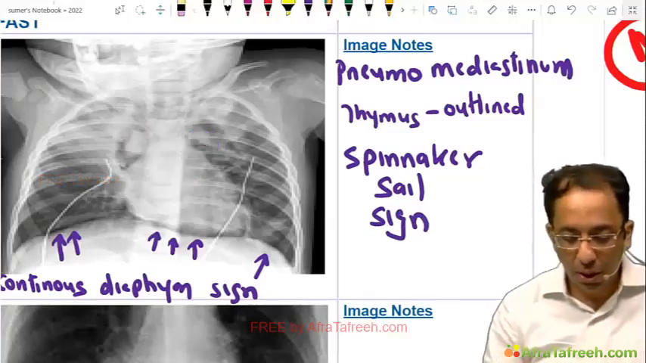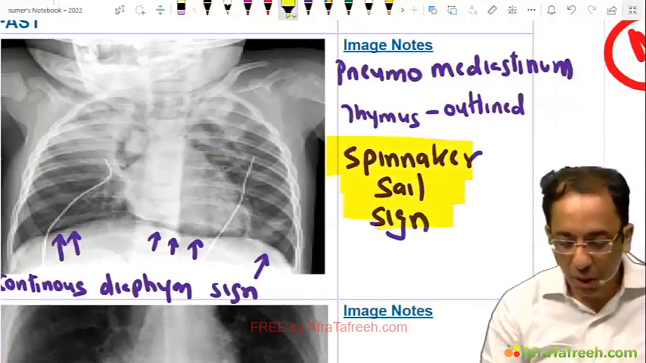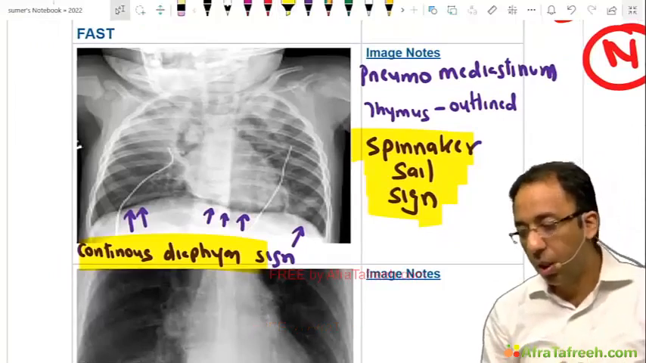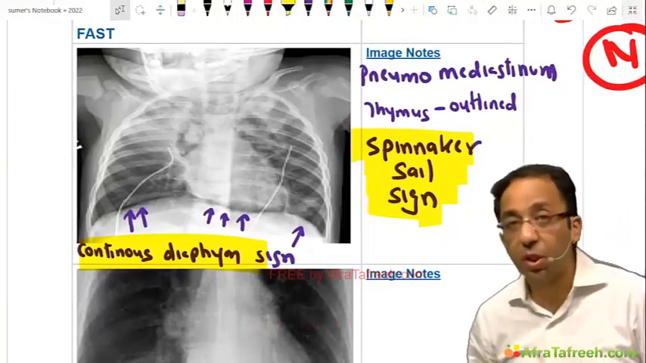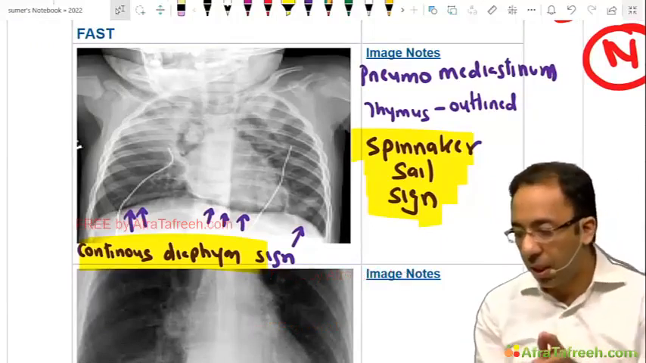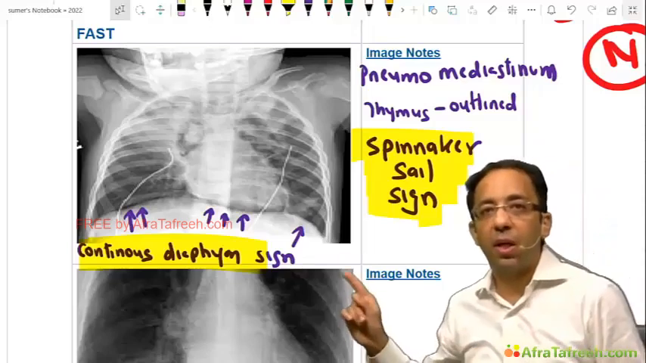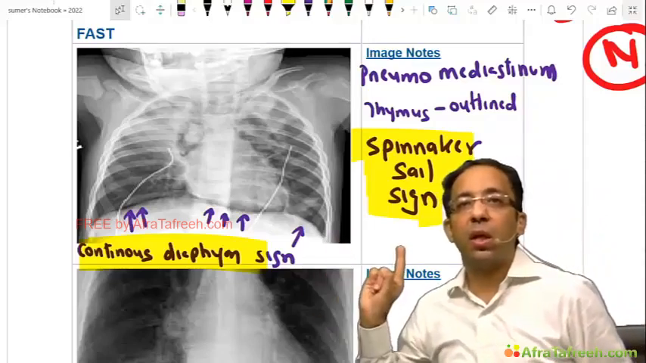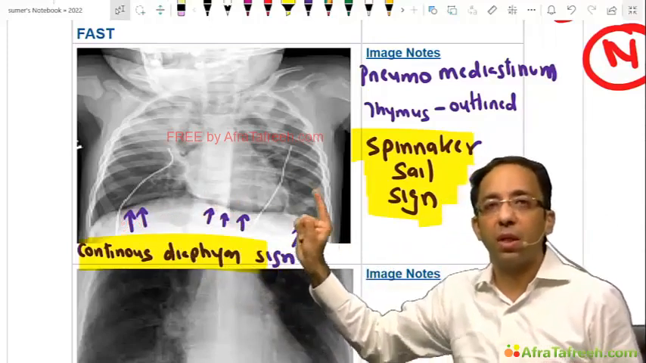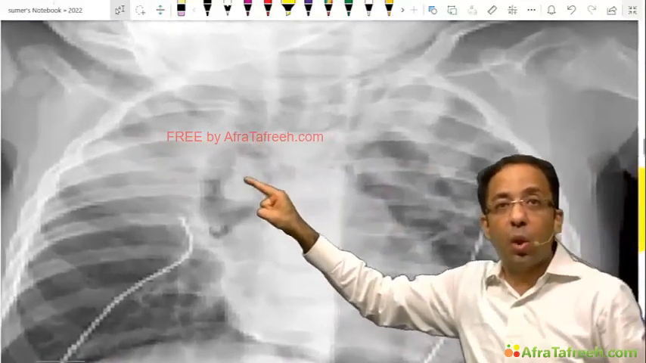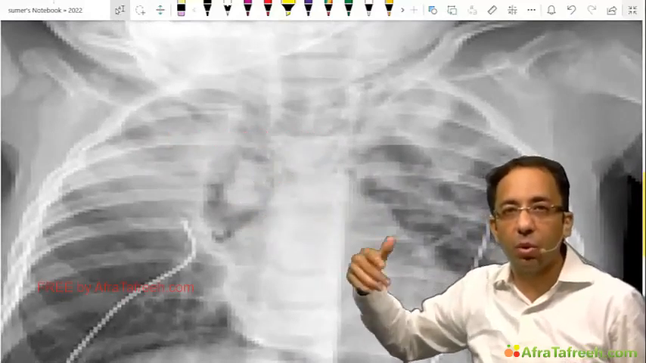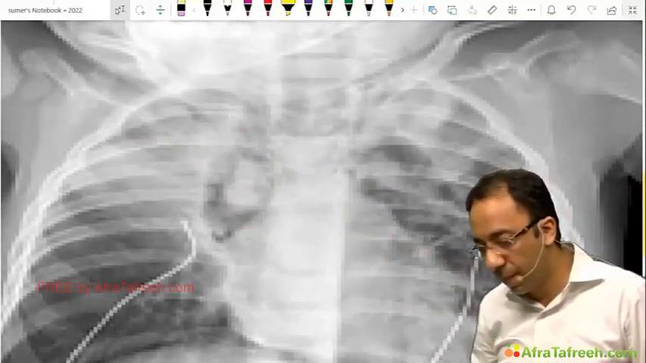Everybody, are you able to understand? I am repeating, beta. Name two signs of pneumomediastinum which I have already said in the class. Esophageal perforation, tracheal perforation can lead to pneumomediastinum, air in the mediastinal cavity. Air in the mediastinal cavity can lead to the diaphragm being seen in its entire continuity, that is continuous diaphragm sign. It can show you the outline of the thymus gland, that is called the spinnaker sail sign, or we use the word angel wing sign.